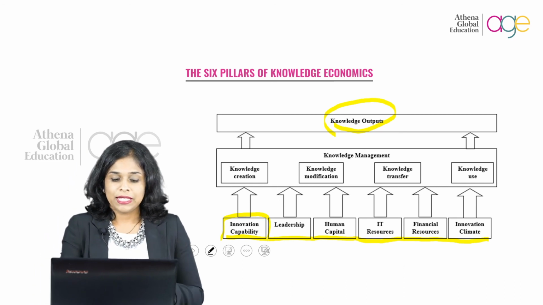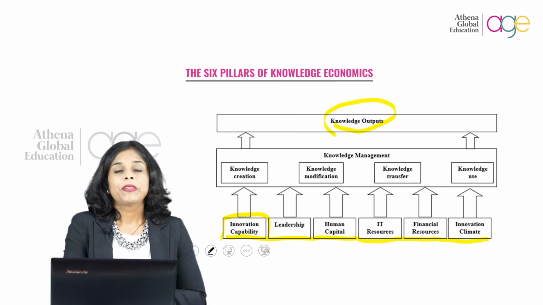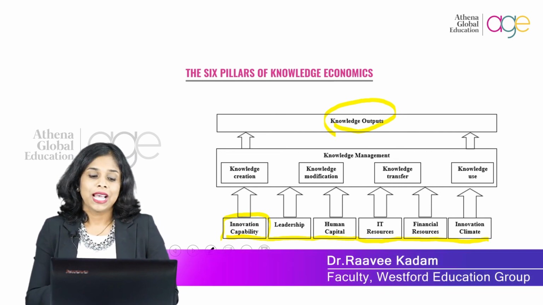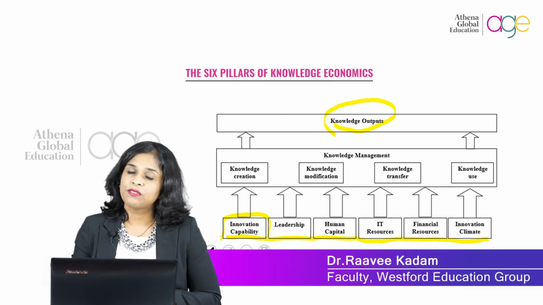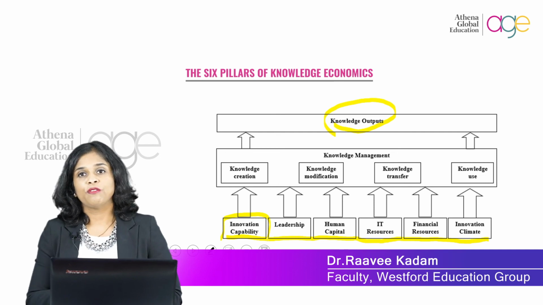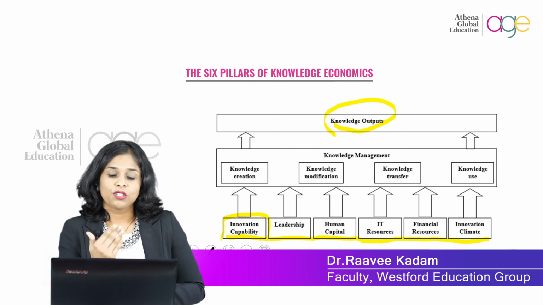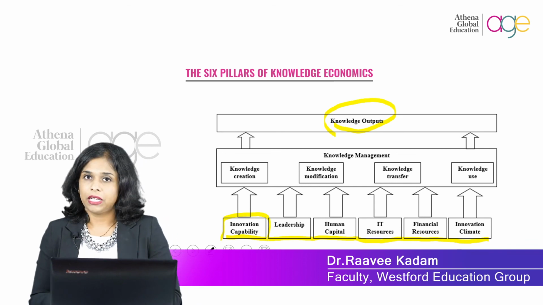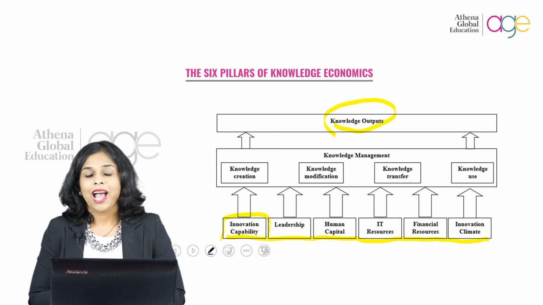You can see, as we discussed in the figure, the final output is what we call knowledge products and services, and there are 6 critical pillars which are very important for the creation of these knowledge products and services. They are innovation capability, leadership, human capital, IT resources and financial resources, and finally the innovation climate.